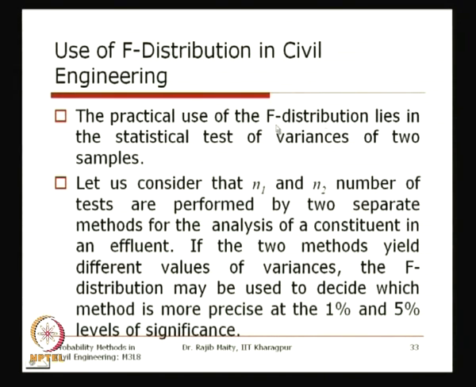The practical use of the F distribution lies in the statistical test of the variance of two samples. Let us consider that N1 and N2 numbers of tests are performed by two separate methods of analysis of a constituent in an effluent. If the two methods yield different values of the variance, the F distribution may be used to decide which method is more precise at the 1% or 5% level of significance. This level of significance, and which one is standard, will be discussed in more detail in the subsequent module, the last module, module 7, when we discuss the statistical tests.